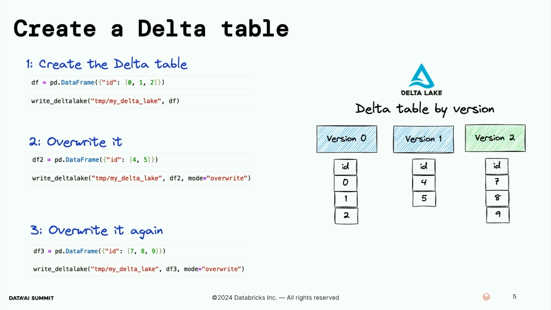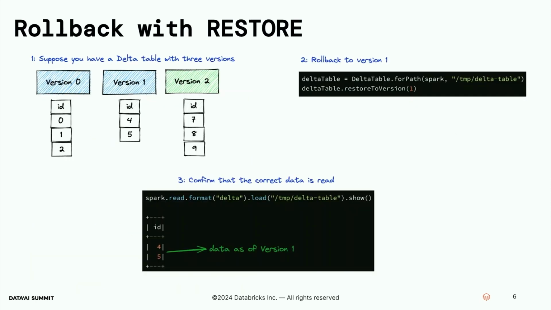Version 0 has 3 rows of data, 0, 1, and 2. Version 1 has 2 rows of data, 4 and 5. And version 2 has 3 rows of data, 7, 8, and 9. So let's take a look at how we can roll back to version 1 of the data table.